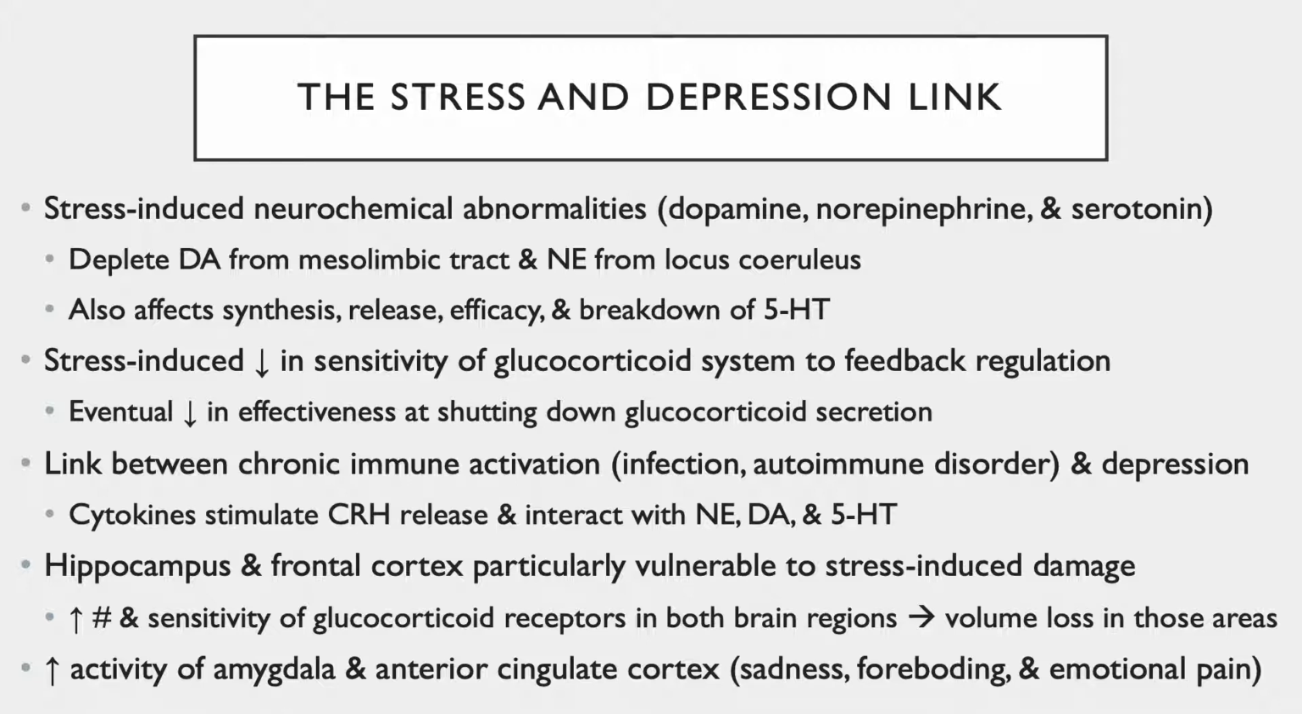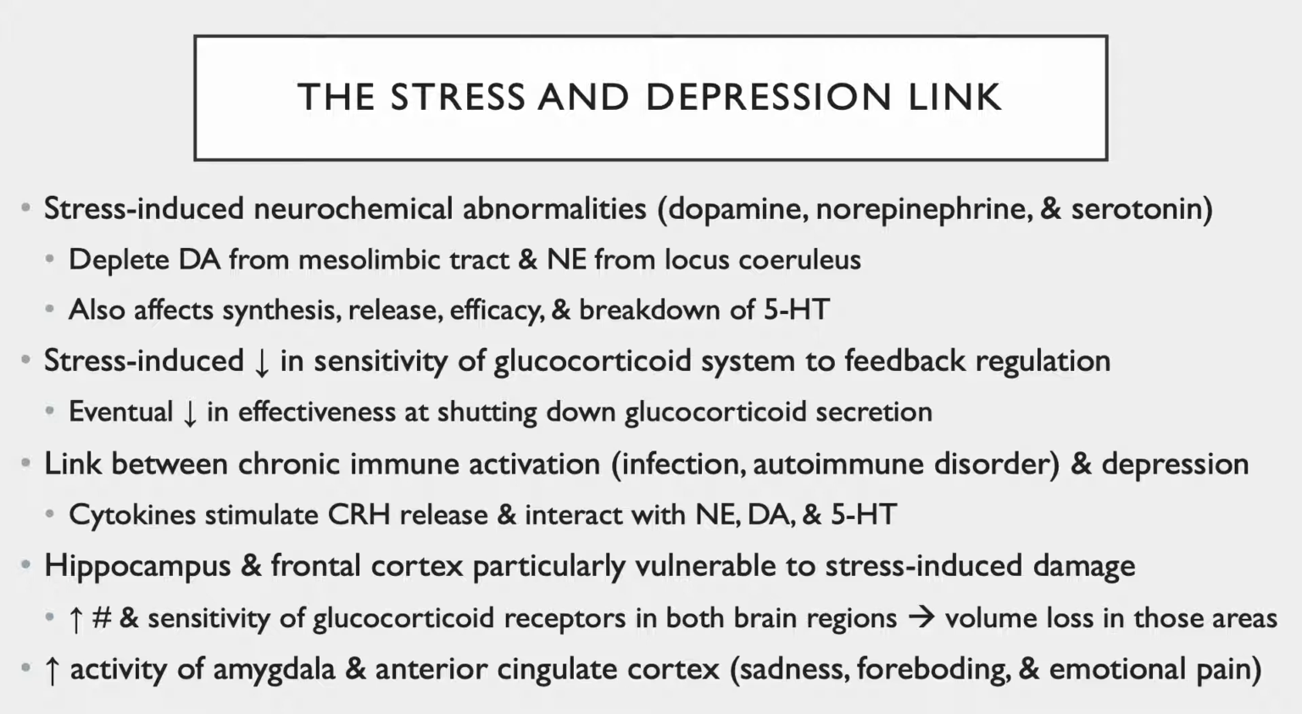One of the factors that influence the stress and depression link are stress-induced neurochemical abnormalities, particularly in terms of the neurotransmitters dopamine, norepinephrine, and serotonin. Stress leads to depletion of dopamine from the mesolimbic tract and from the locus ceruleus in terms of norepinephrine. It also affects the synthesis, release, efficacy, and breakdown of serotonin.